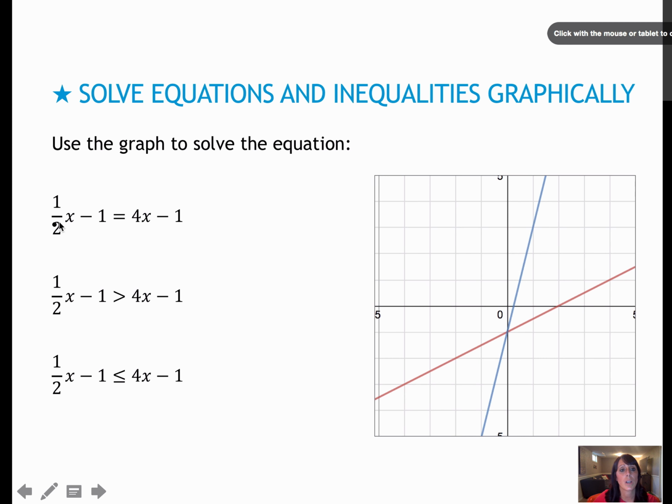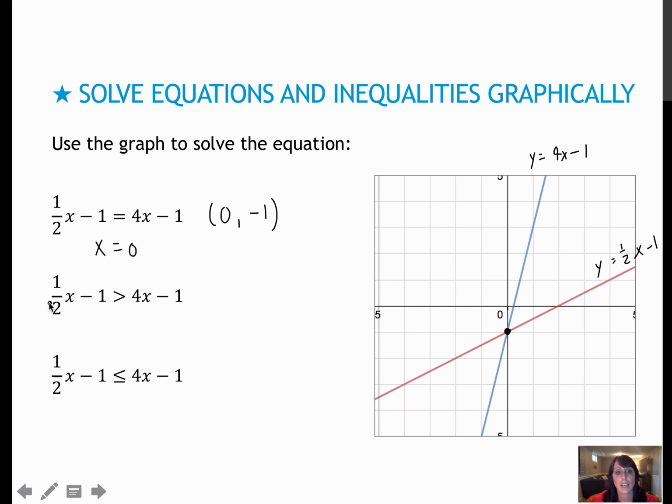So for the first, where are the 2 equal to each other? Obviously the 4x is the steeper one, so this is y equals 4x minus 1. This is y equals 1/2 x minus 1. So where do they equal each other? Where do they cross? They cross at (0, negative 1). And so for the x value, that would be 0.